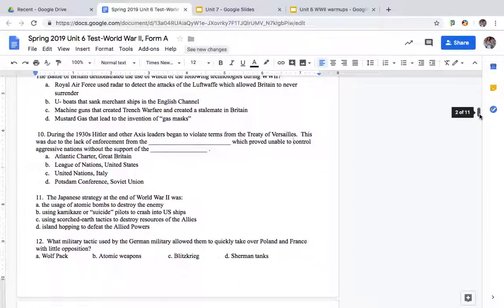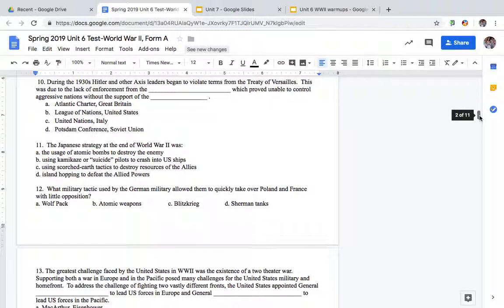Number 12. What military tactic used by the German military allowed them to quickly take over Poland and France with little opposition? A. Wolfpack. B. Atomic weapons. C. Blitzkrieg. D. Sherman tanks.